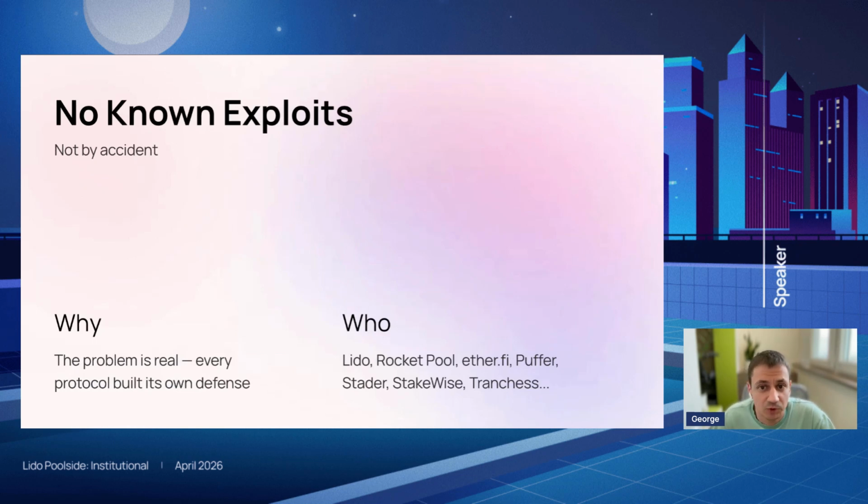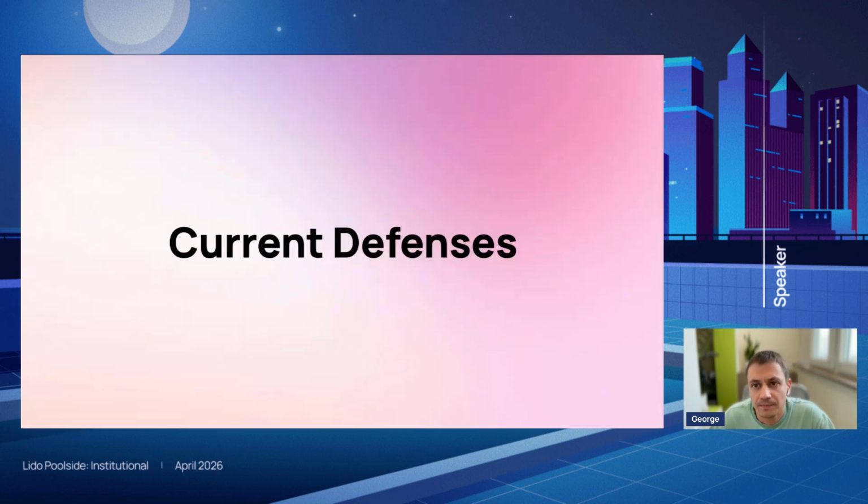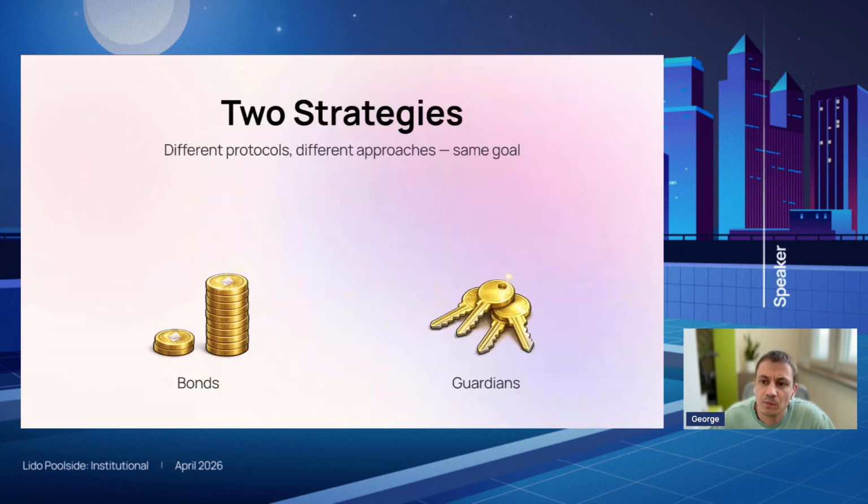So why no exploits yet? The reason is simple. Every staking protocol treats this as critical and builds its own defense. Let's take a look at these defenses, how they work and what they cost. There are two main patterns: bonds in different forms and guardian committees.